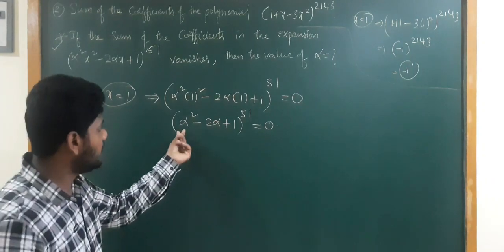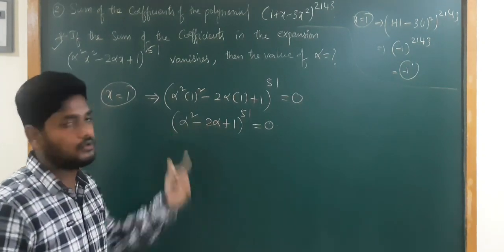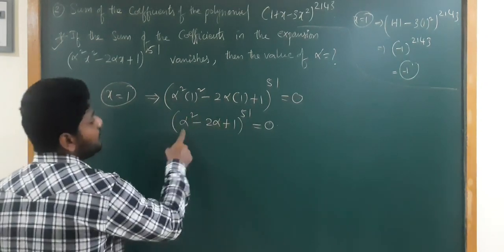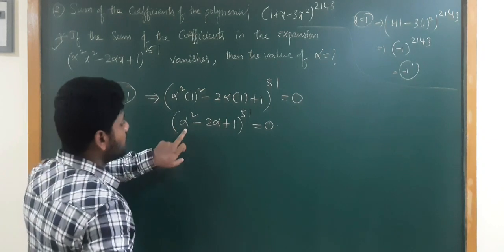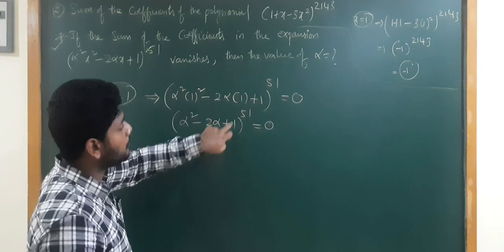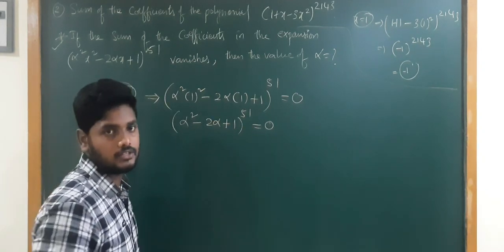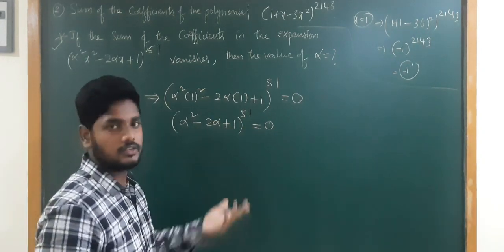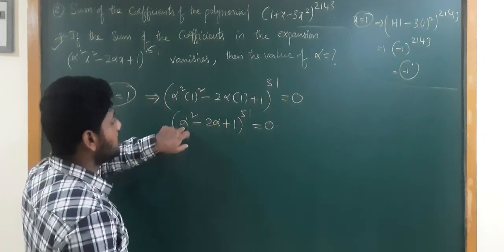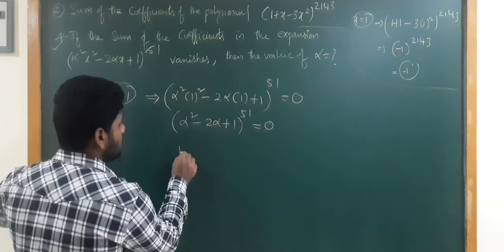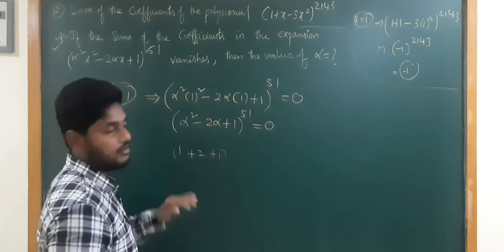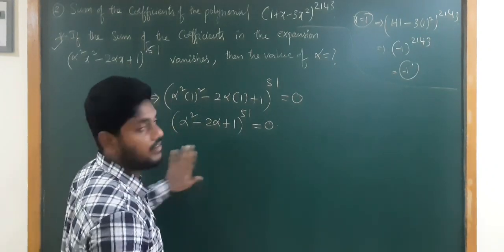Instead of finding the roots, directly we can check by substituting alpha values. Let us check alpha equal to 0. Substituting 0: 0 square, 0, minus 2 into 0, 0, plus 1, to the power of 51 is 1, which is not equal to 0. So alpha equal to 0 is wrong. Next, alpha equal to minus 1: minus 1 whole square is 1, minus 2 into minus 1 is plus 2, plus 1. So it is not equal to 0. Now we will check for alpha equal to 1.